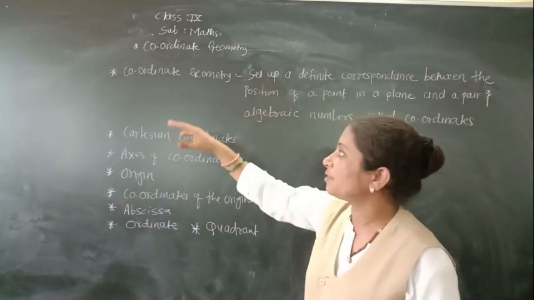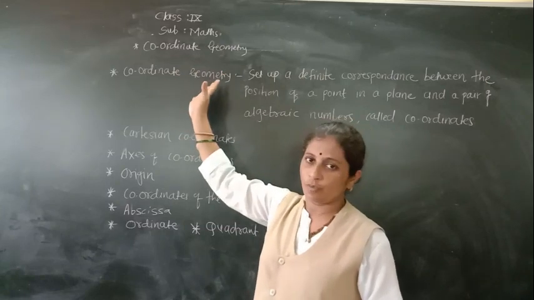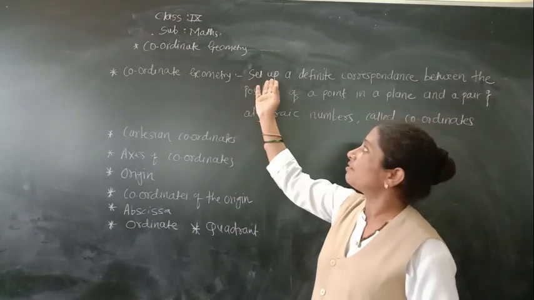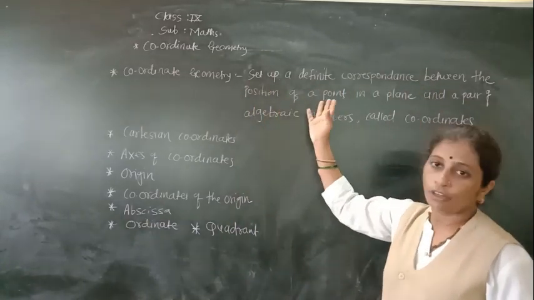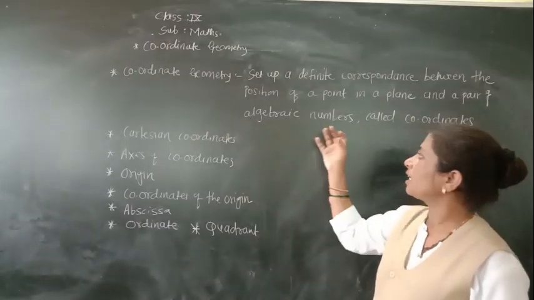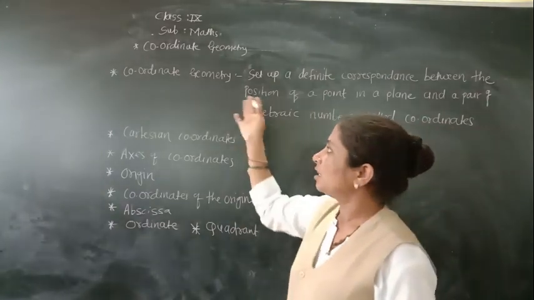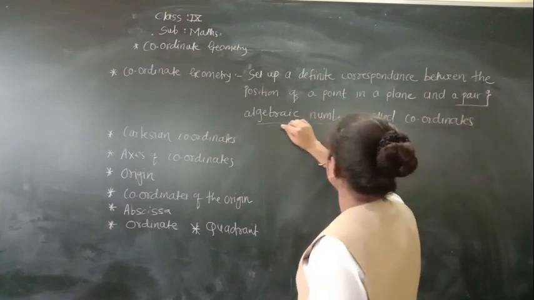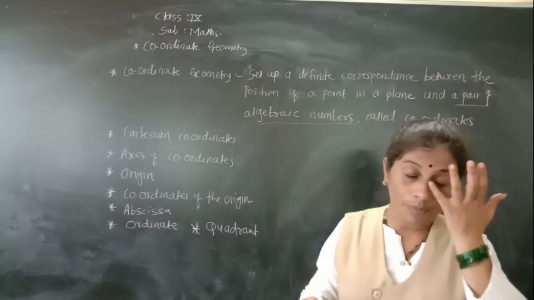Okay, so first we will see what is coordinate geometry. The topic name is coordinate geometry. Coordinate geometry is the branch of geometry which sets up a definite correspondence between the position of a point in a plane and a pair of algebraic numbers called the coordinates, right? This pair of algebraic numbers, which are called the coordinates, we will see with the help of graph paper.